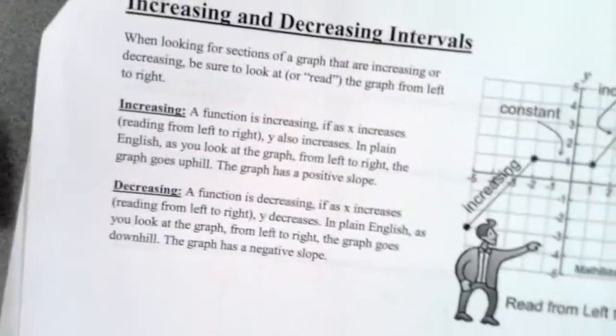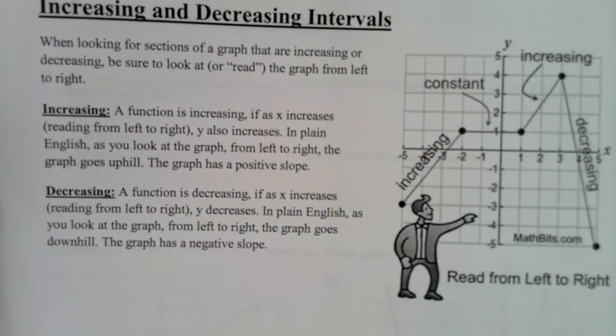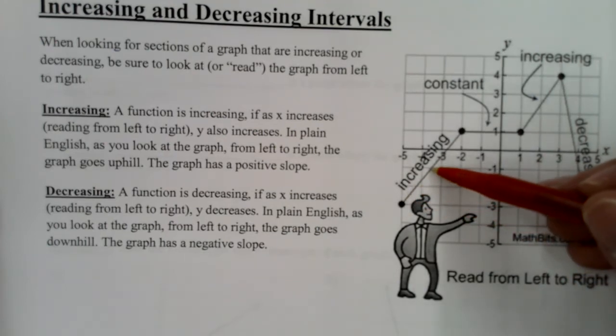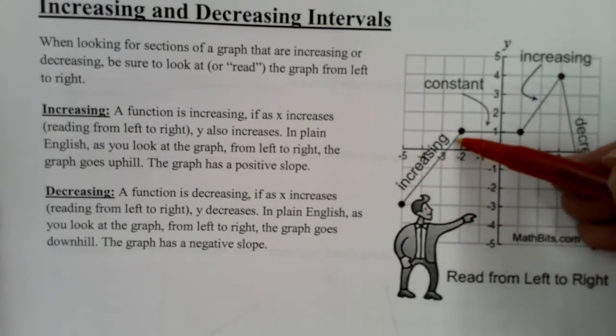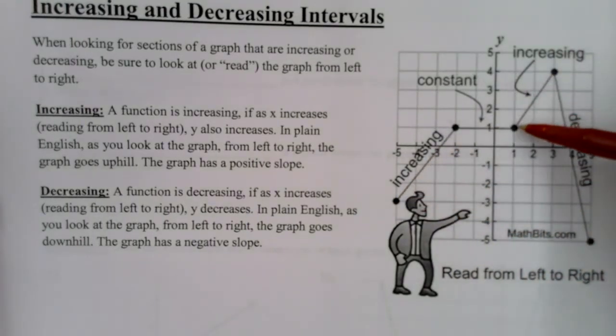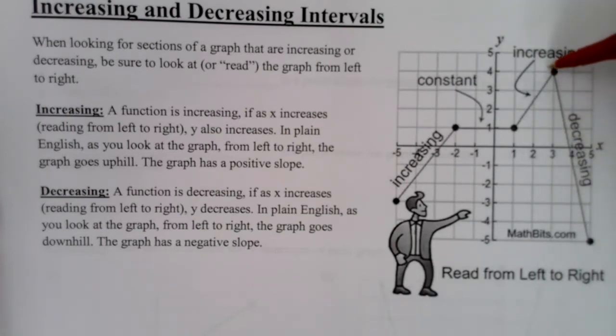Okay, this next page talks about increasing and decreasing intervals. So if you look at the graph, it's increasing when the slope is positive. So as you're going uphill, think of it, it's increasing. So in this graph right here, this is where it's increasing, and this is where it's increasing. Where is it decreasing? It's decreasing when it's going downhill or when the slope is negative.